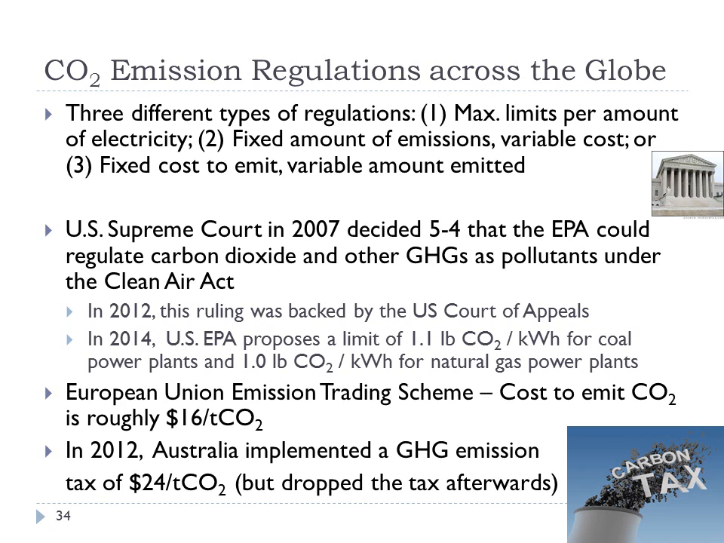Now, another option would be to just impose some kind of tax, where you put a fixed dollar amount on the tax. What that means is that the amount that gets emitted is not fixed, right? That amount is just dependent on the companies. They can emit as much as they want as long as they pay the tax. So in 2012, Australia implemented such a greenhouse gas emissions tax, and they put $24 per ton of CO2 on the price. But this tax did not last very long and was dropped shortly thereafter. So these are the three main types of regulations we've seen so far.